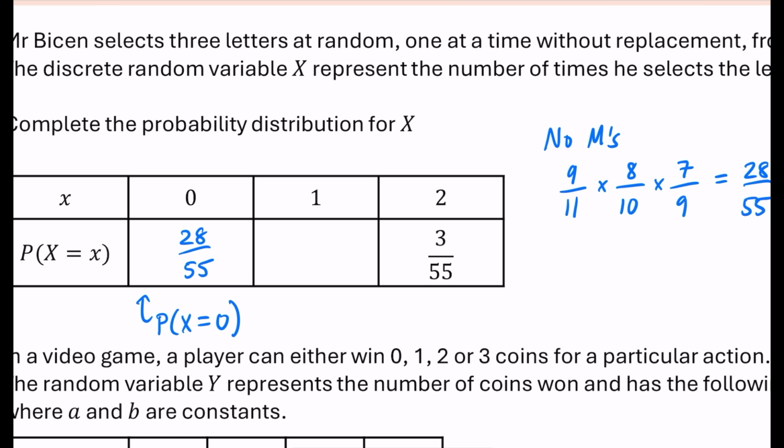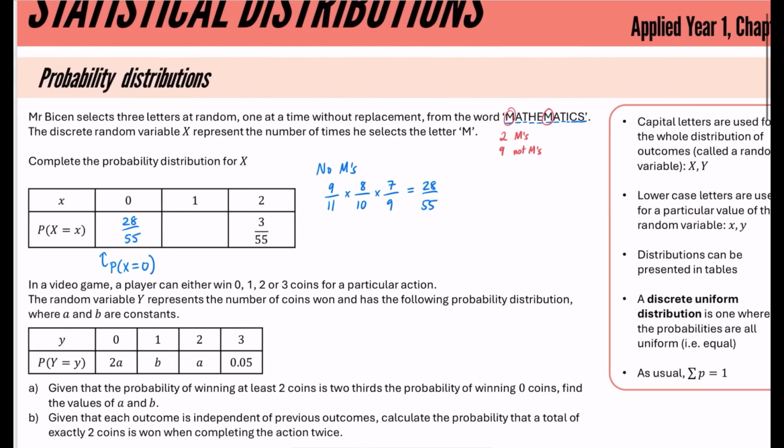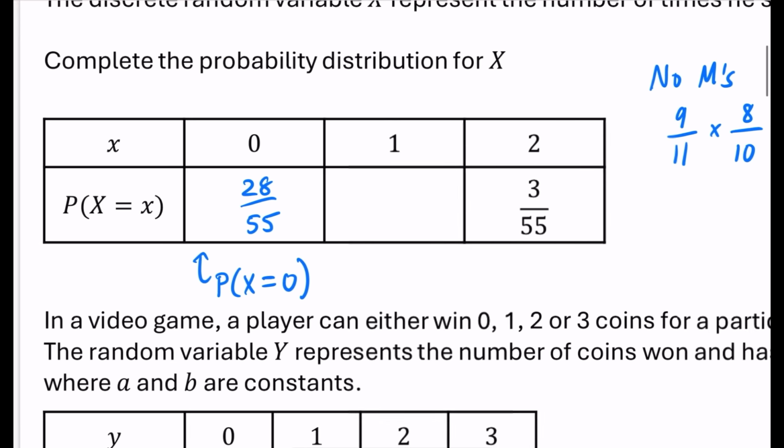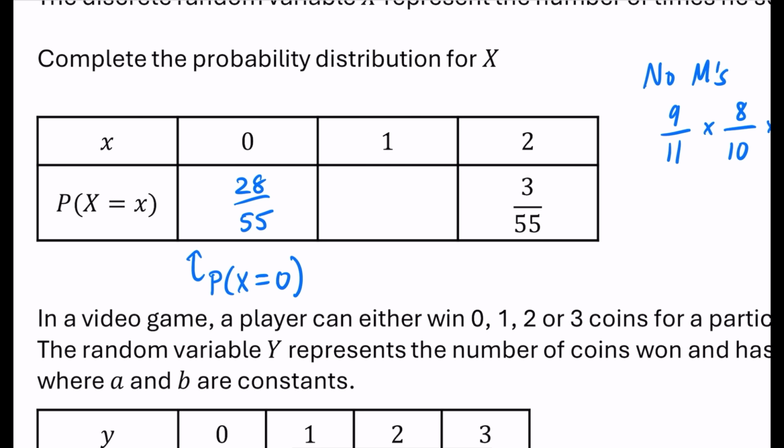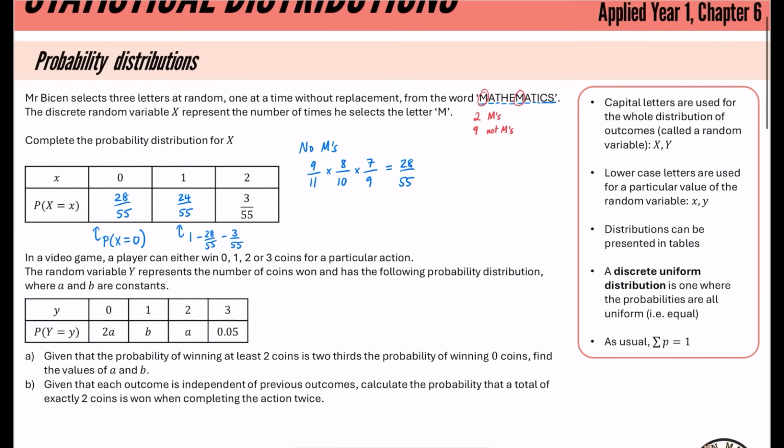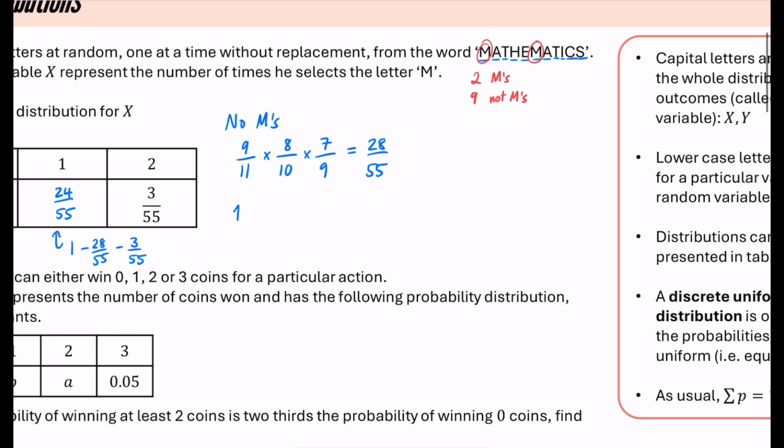Now, you might think of the shortcut of how to get this one, which I will come back to in just a second. I'll tell you what, we'll fill that one in right away. We've already said down here, didn't we? The sum of the probabilities is 1. So if I want to find out what this probability here is, I can just do 1 minus 28 55ths minus 3 55ths, and it will give me that probability. So I will do 1 minus that minus 3 55ths, and we get the probability of getting 1 M is 24 out of 55.